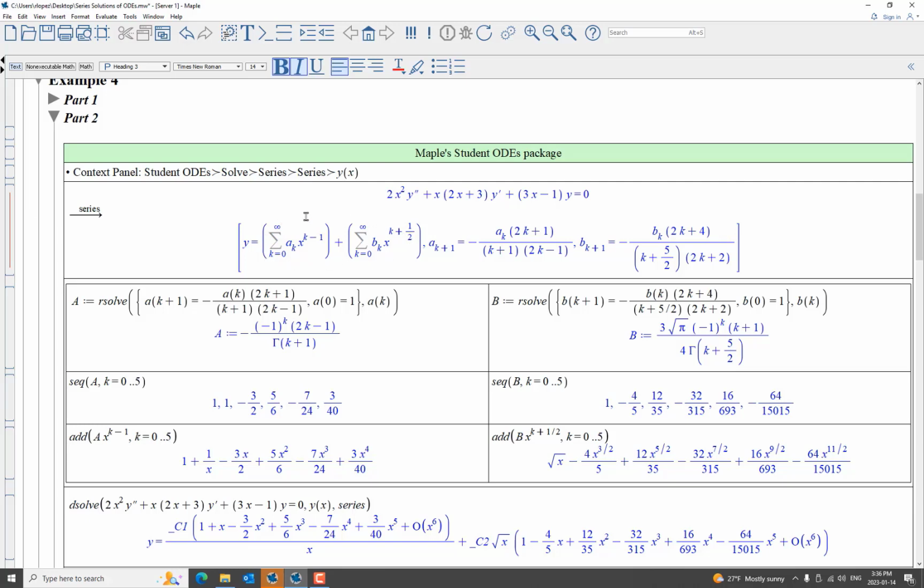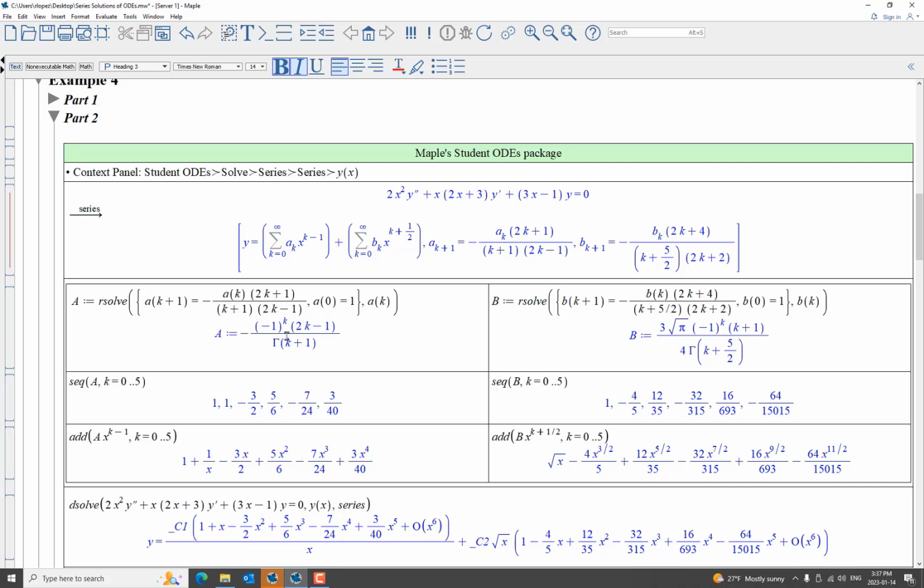You get two series. They both start at 0, so this is the k minus 1, so when k is 0, you're going to get x to the minus 1. This is the alpha series. And here you have the 1/2. This is going to be the square root out front. It's the beta series. And in fact, you also get the two recursions. There are the two recursions, the A and the B. These recursions can be solved in closed form.